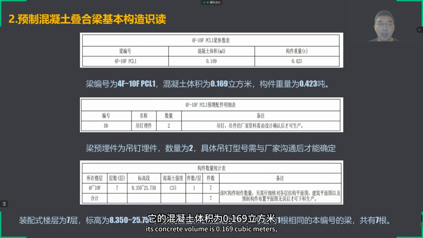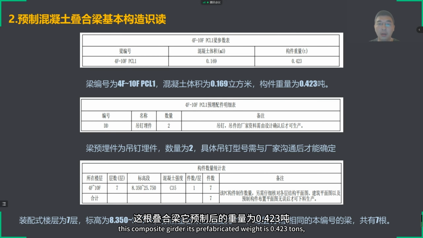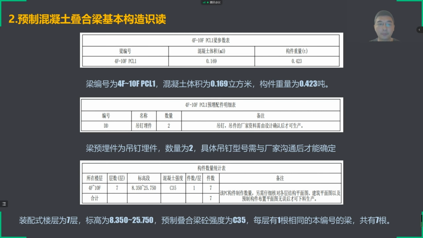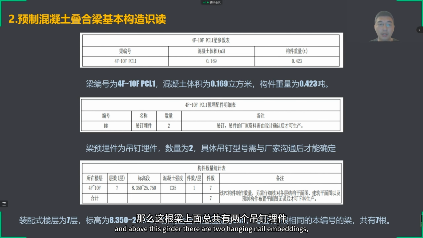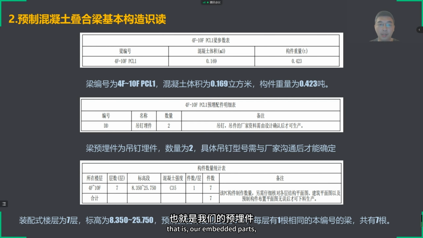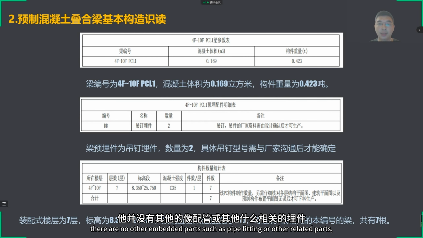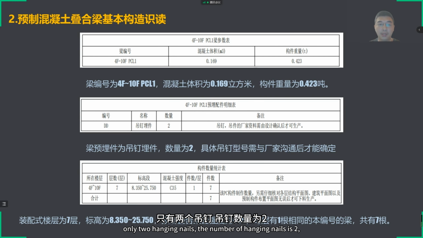Its concrete volume is 0.169 cubic meters. This composite girder, its prefabricated weight is 0.423 tons. And above this girder, there are 2 hanging nail embeddings, that is, our embedded parts. There are no other embedded parts, such as pipe fitting or other related parts. Only 2 hanging nails. The number of hanging nails is 2.